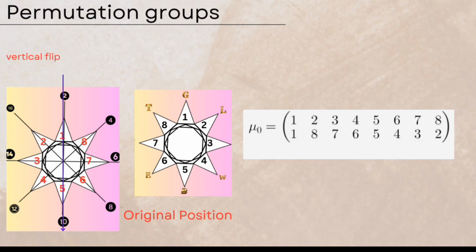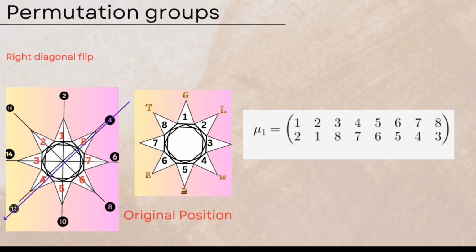Now, let mu be the permutation of the line of symmetry. So, for the vertical line, we have mu sub 0. We have 1 to 1, 2 to 8, 3 to 7, 4 to 6, 5 to 5, 6 to 4, 7 to 3, and 8 to 2.